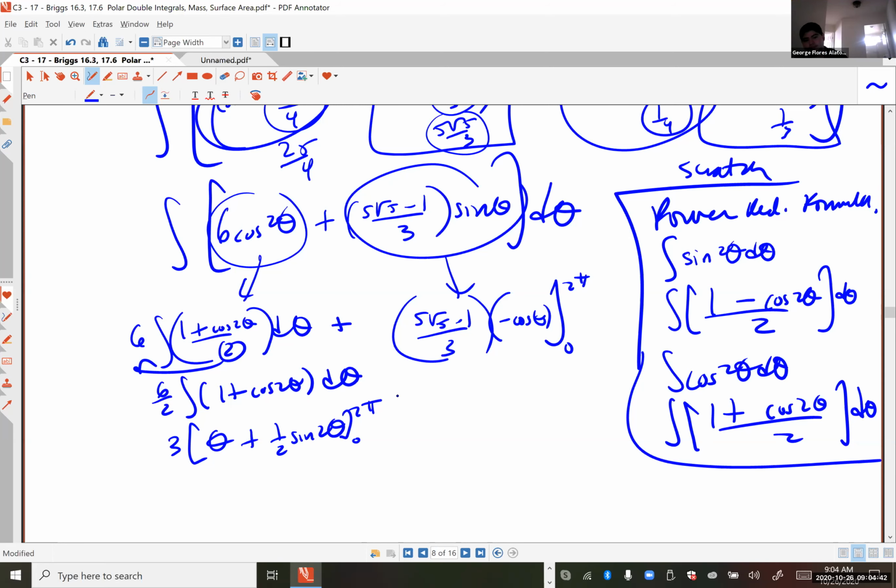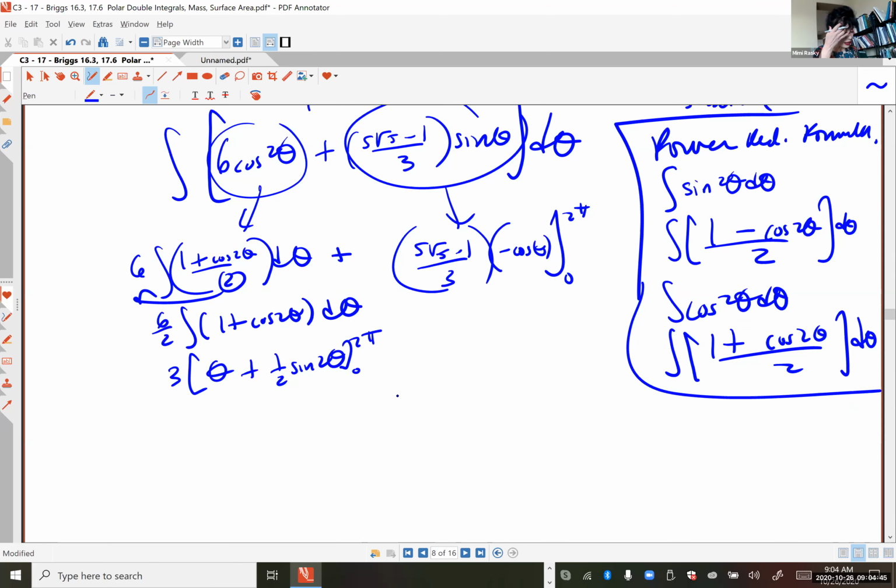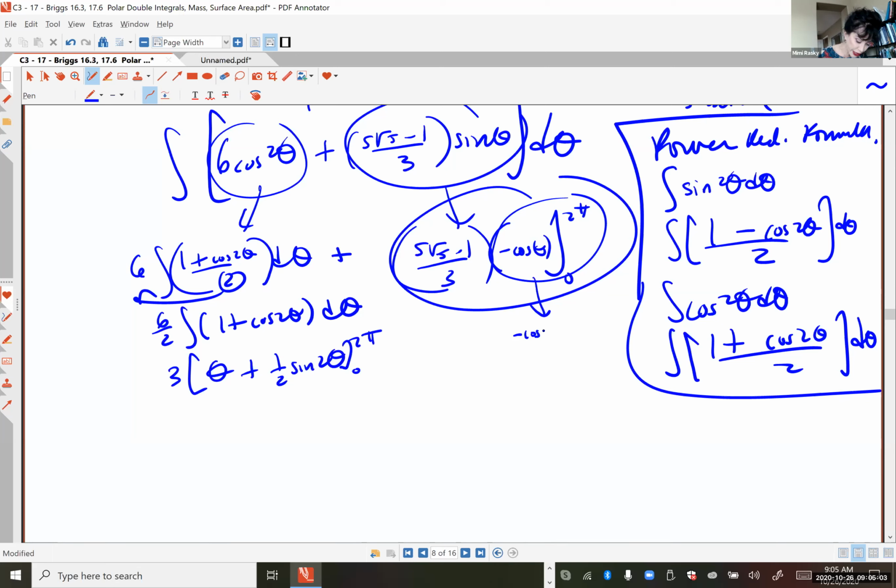Okay. It's going to turn out that when you deal with this guy, it's kind of gross. So I claim if you just look at what's going to happen here, you're going to have minus cos 2 pi minus a minus cos of 0. Do you see that? And so that's like minus 1 plus 1. Well, what's negative 1 plus 1?